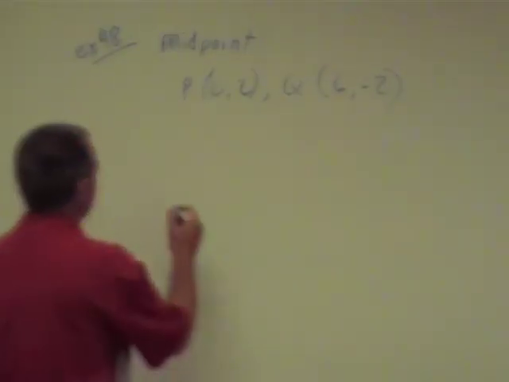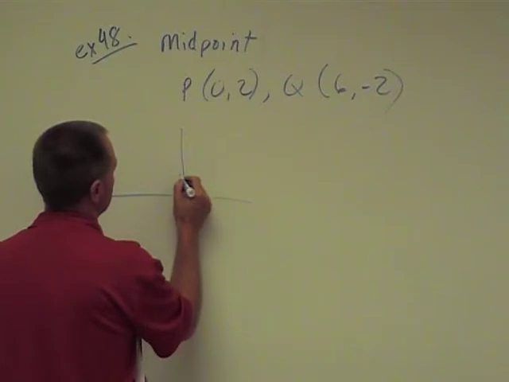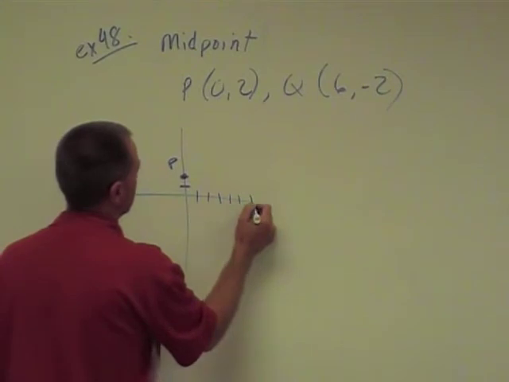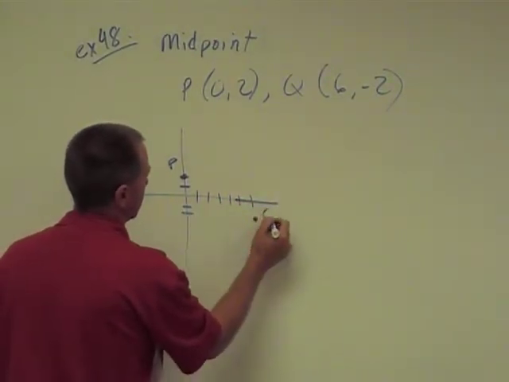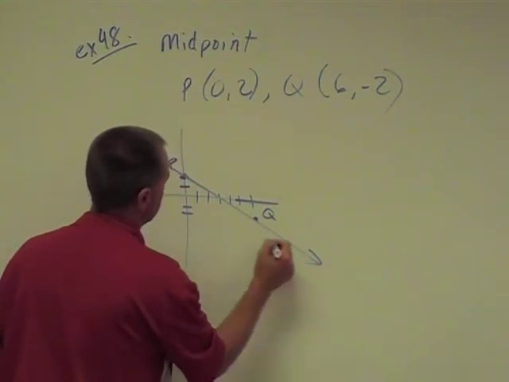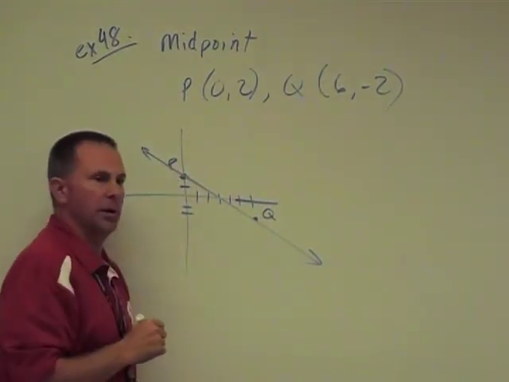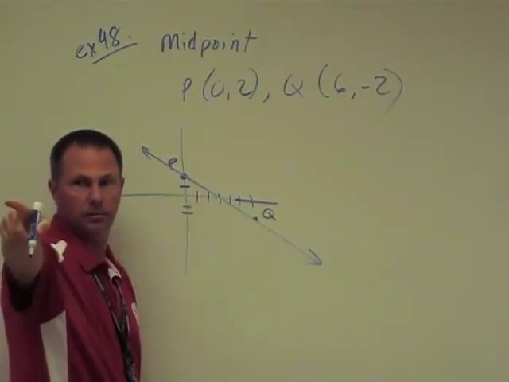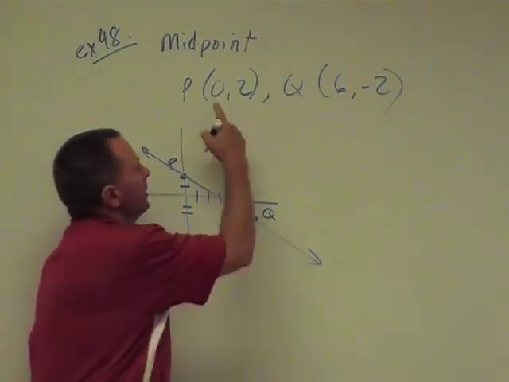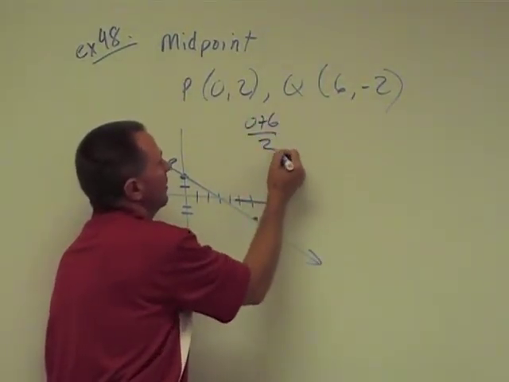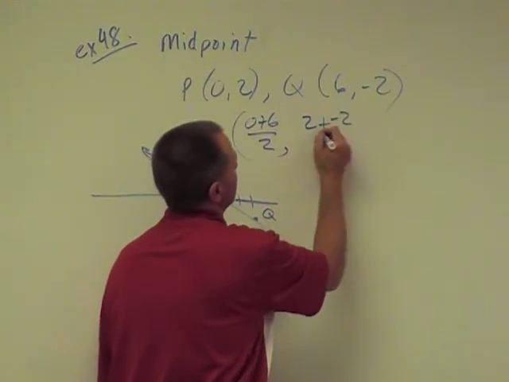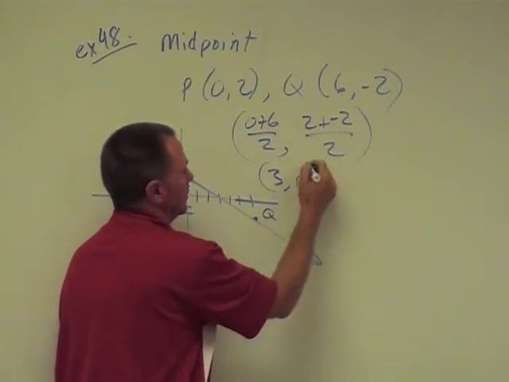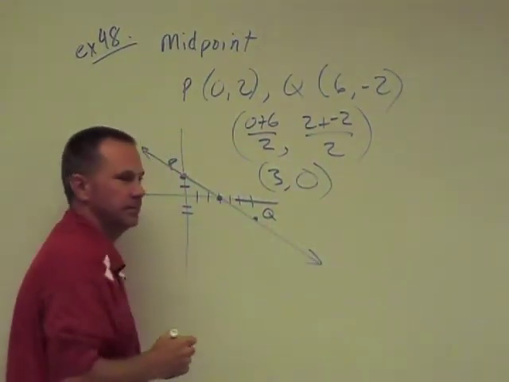Okay? So here's visually what you're doing. (0, 2) is point P. (6, -2). Where's the midpoint? Liza, what did you get? (3, 0). Add the x's, divide by 2. Add the y's, divide by 2. 6 over 2 is 3. 0 over 2 is 0. So (3, 0) is my midpoint.